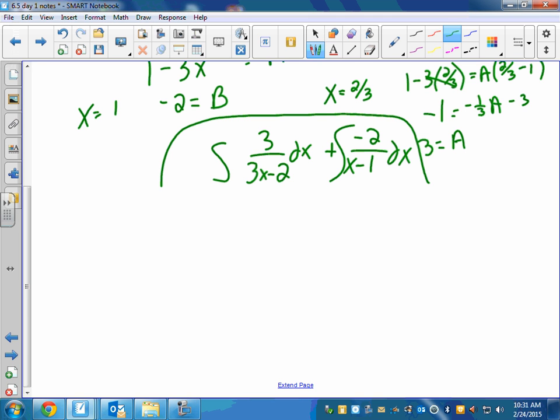On this one, off to the side here, you can start out. If you made u 3x minus 2, what would du be? 3 dx. Oh my gosh, does it work out perfectly? Do you need to rewrite it with u? It's up to you.